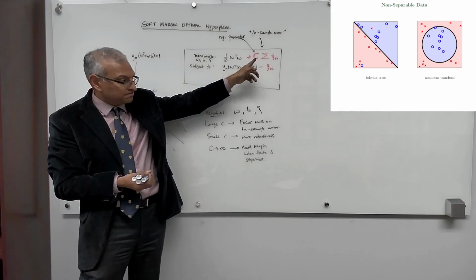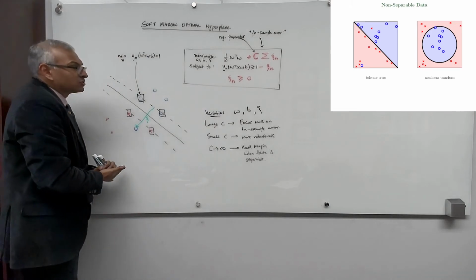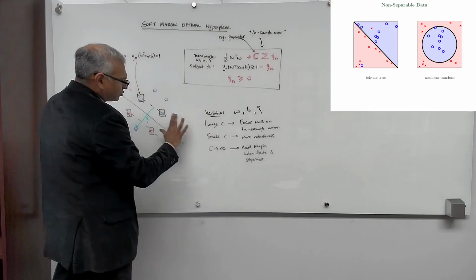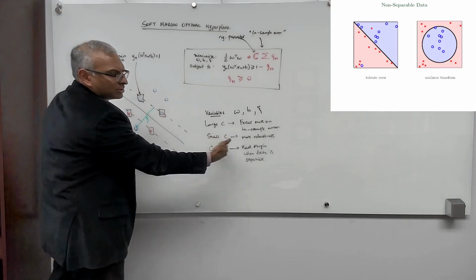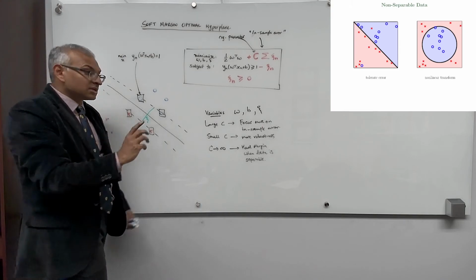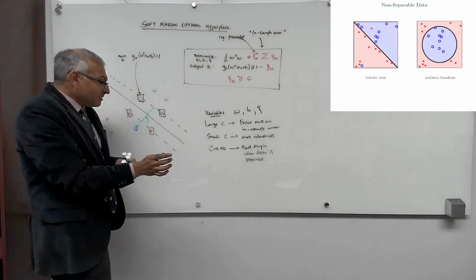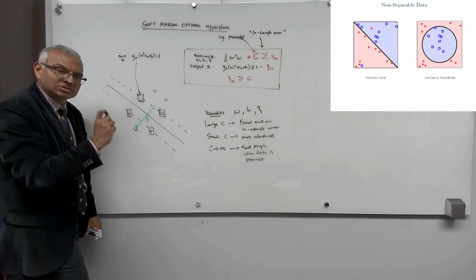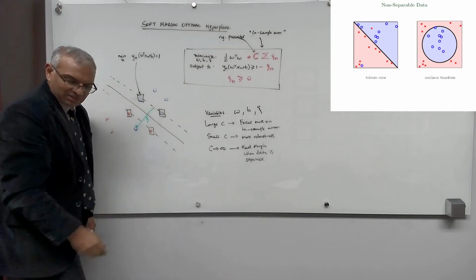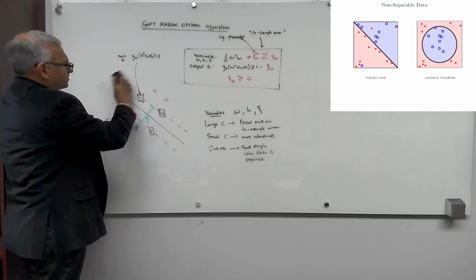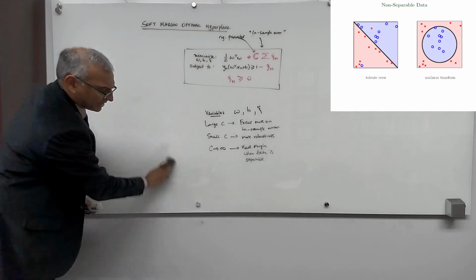Okay. Now, when C goes to infinity, you recover the hard margin, and it's only possible when the data is separable. But it's still plausible that even if the data is separable, you may not want to use C going to infinity. So you may not want to use the hard margin. Now let me give you an example of that.